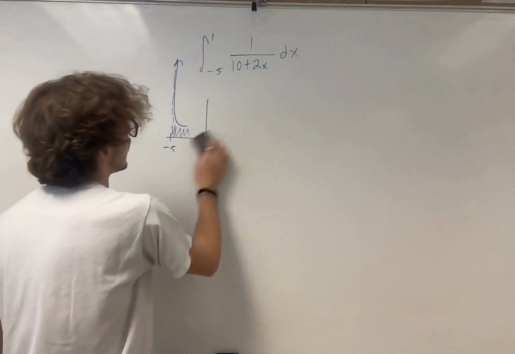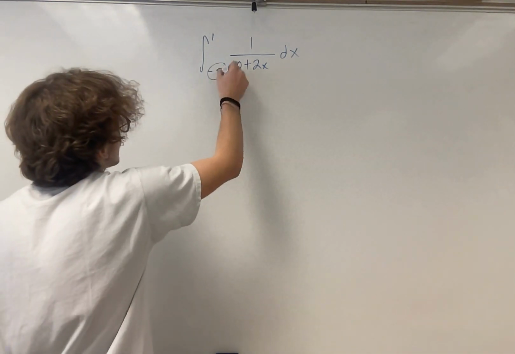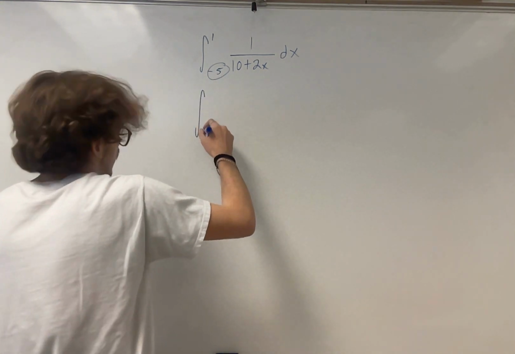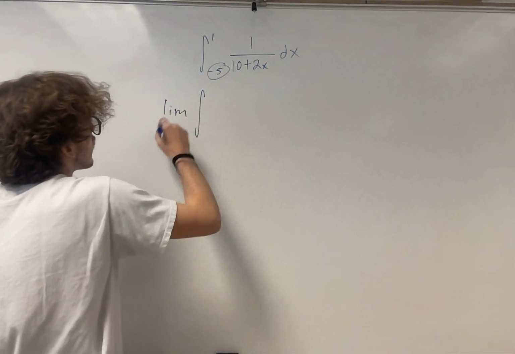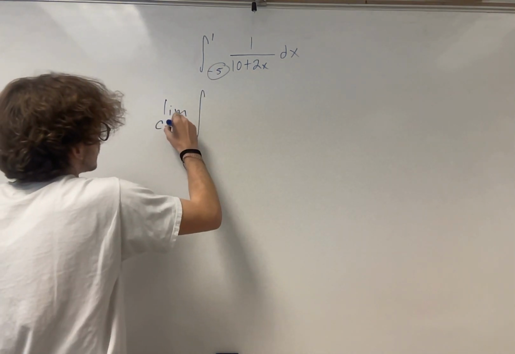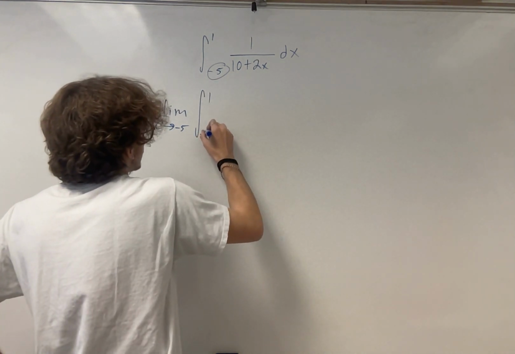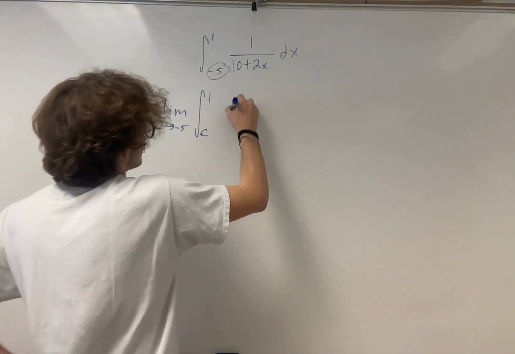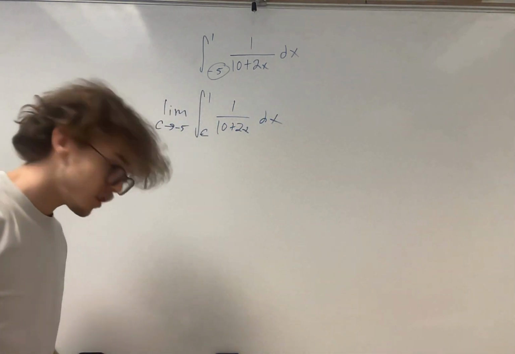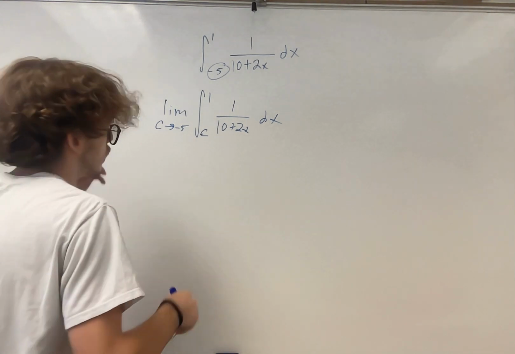Okay, so to evaluate our integral, we need to redefine this lower bound here. So we're going to say the limit as, we'll call the lower bound c, approaches -5 of the integral from c to 1 of 1 over 10 plus 2x dx. So now we simplified it here. We'll take the integral, we'll evaluate it.